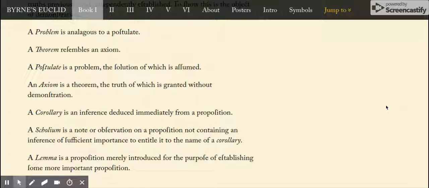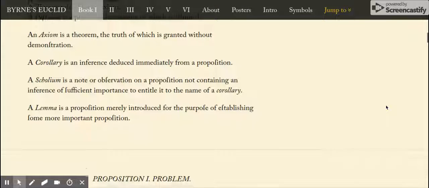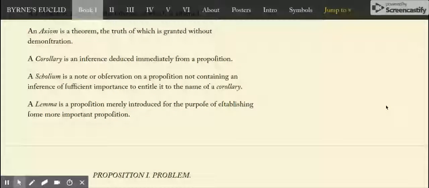A postulate is a problem, the solution of which is assumed. An axiom is a theorem, the truth of which is granted without demonstration. A corollary is an inference deduced immediately from a proposition. A scholium is a note or observation on a proposition not containing an inference of sufficient importance to entitle it to the name of a corollary. A lemma is a proposition merely introduced for the purpose of establishing some more important proposition.